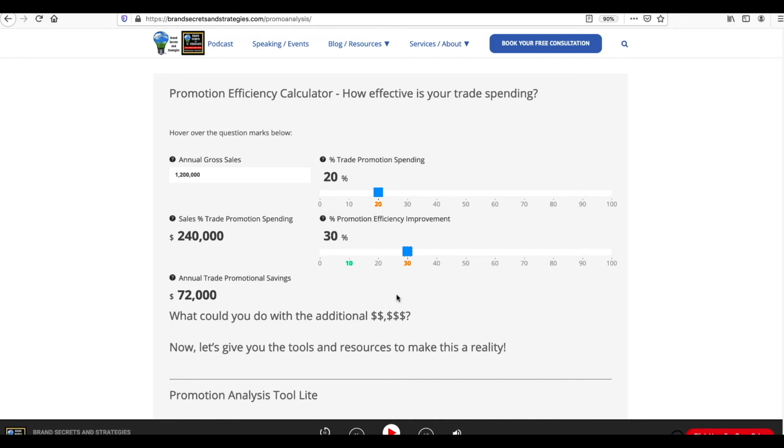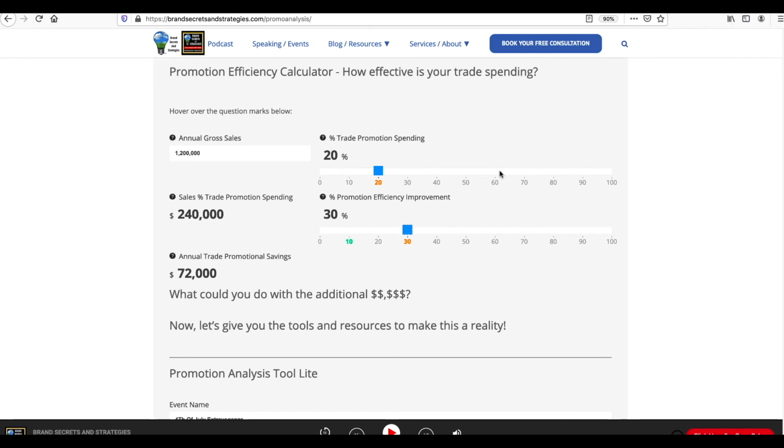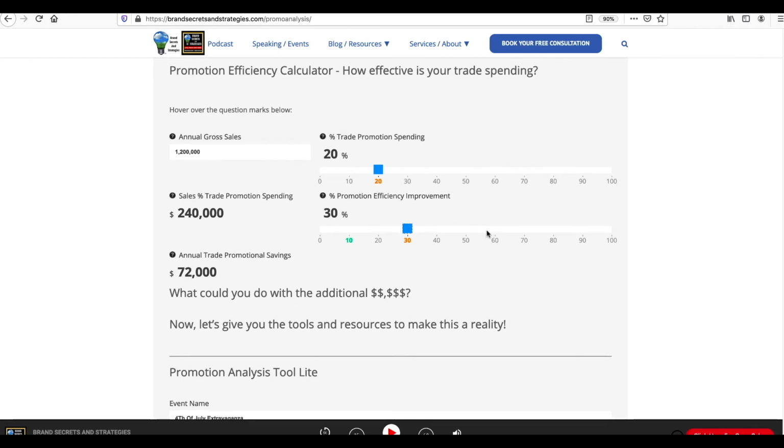Anyhow, play with this. It's free. It's my free gift to you. This is how I give back. Leverage this tool to help you set appropriate goals to maximize each and every dollar of your trade spending. Okay, so now let's scroll down and look at the promotion analysis tool Lite.